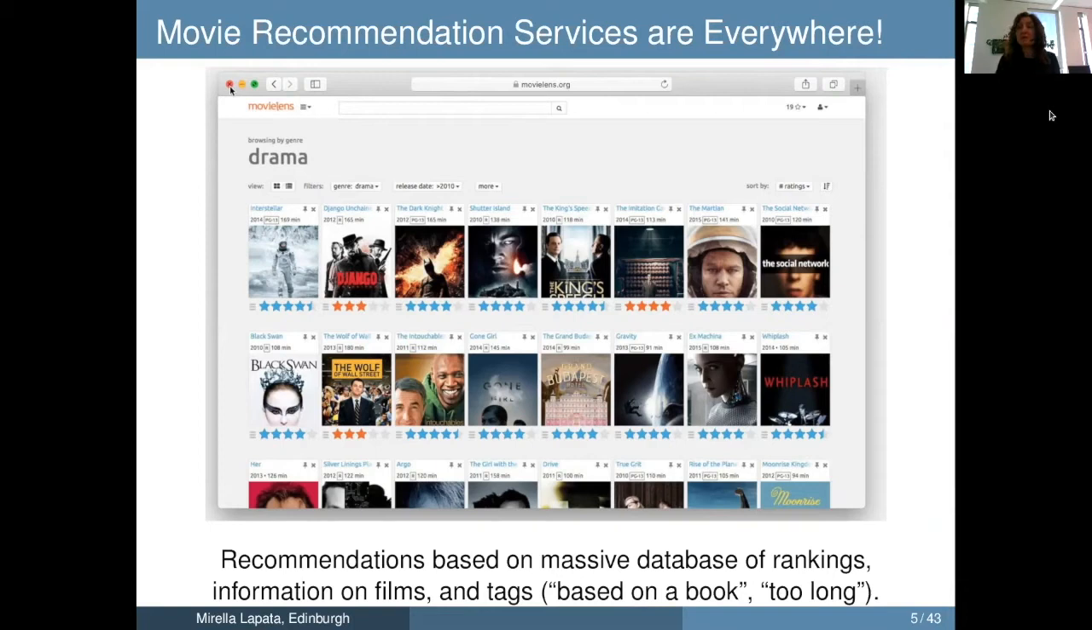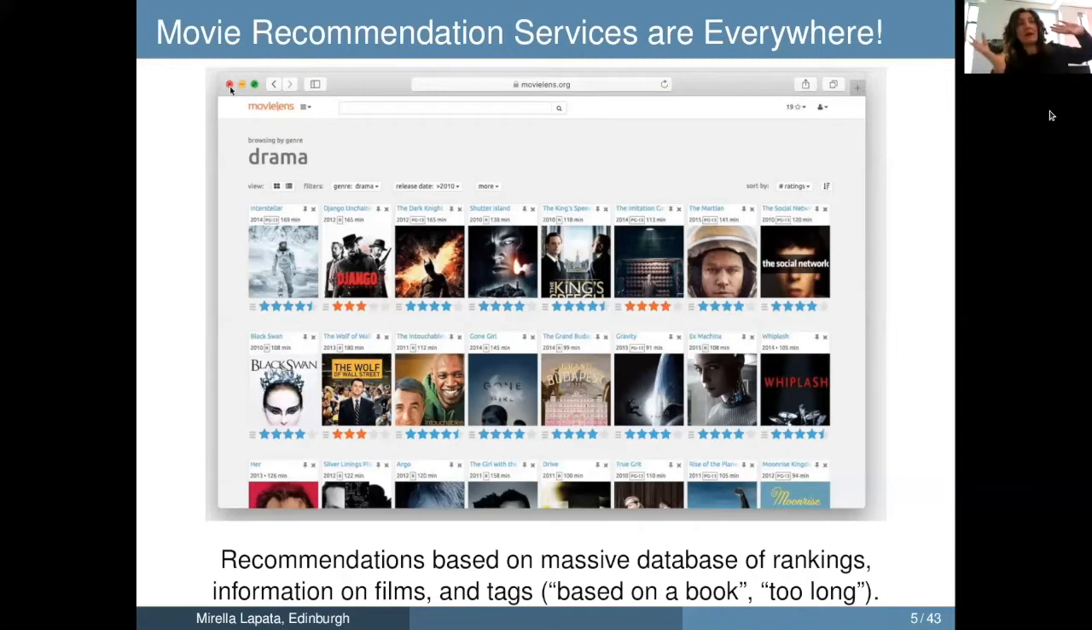And this is based on personal preferences rather than what critics say. And it also gives you information as to whether the movie is based on a book, or whether it's too long or too short. And somebody is doing this analysis, and it's a human in this case.